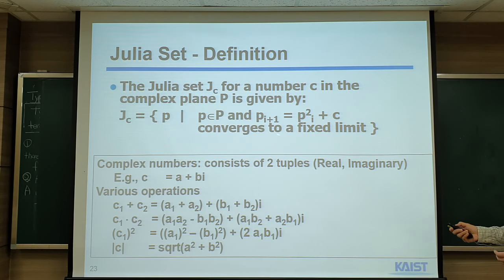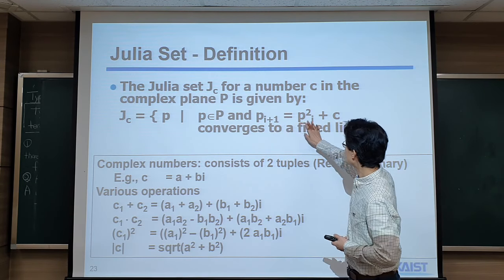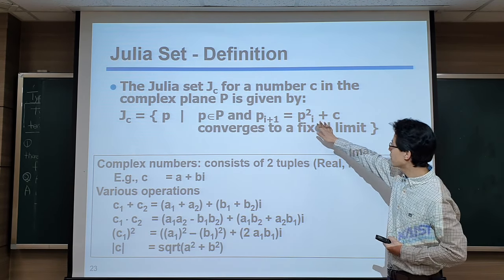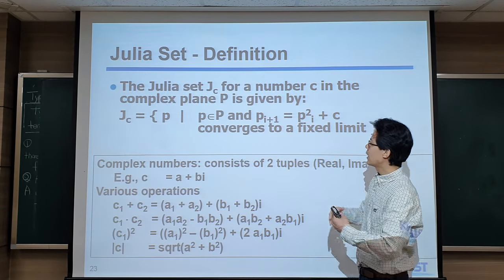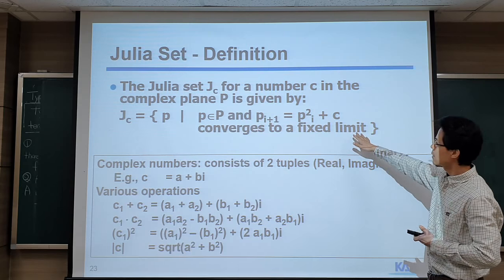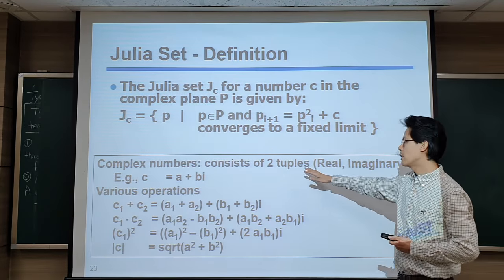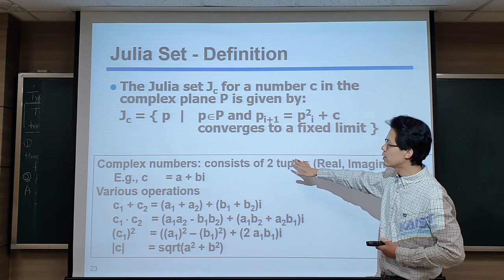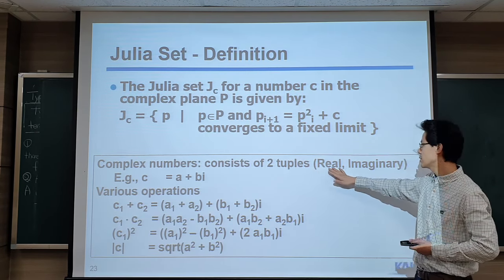The Julia set is defined like this. The Julia set J sub C for a number C in the complex plane is given by something like this. We start from p and multiply it with itself, adding C. We make the next iteration, and we keep doing that. If it converges to a fixed limit, then we say that it's in the Julia set. Otherwise, it's not in the Julia set, right? I guess you understand that a complex number consists of two parts, real and imaginary.